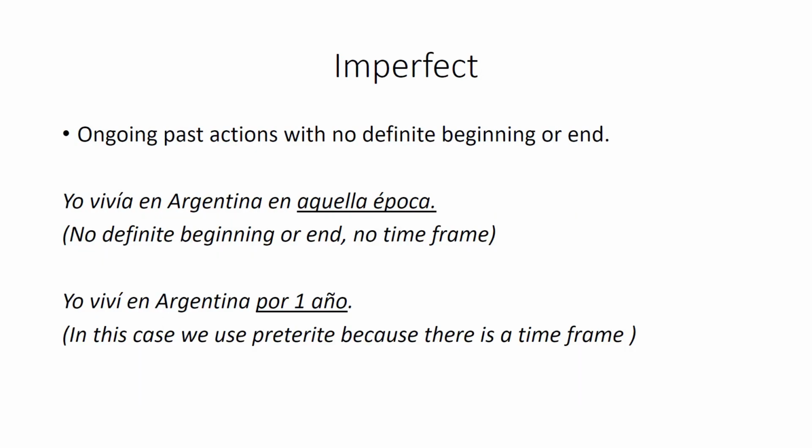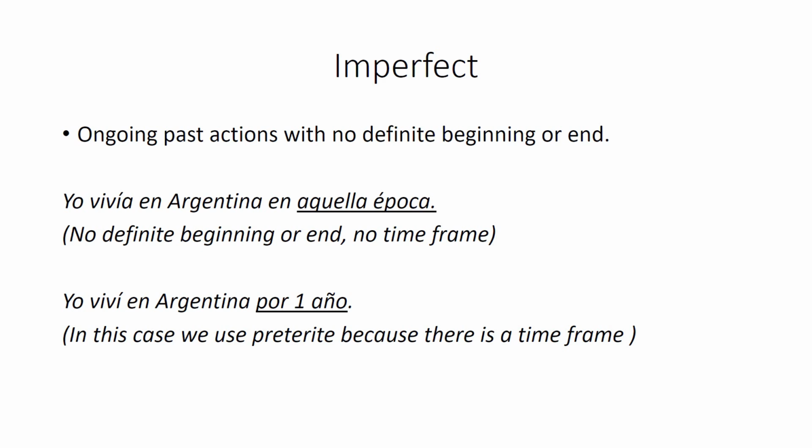Okay, let's make a review. The imperfect tense. We use it for ongoing past actions with no definite beginning or end. Yo vivía en Argentina en aquella época. I lived in Argentina at that time. No definite beginning or end. I have no time frame. So that's when I use imperfect.